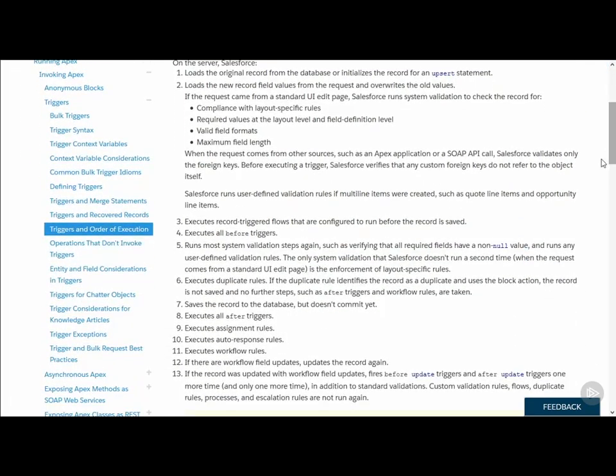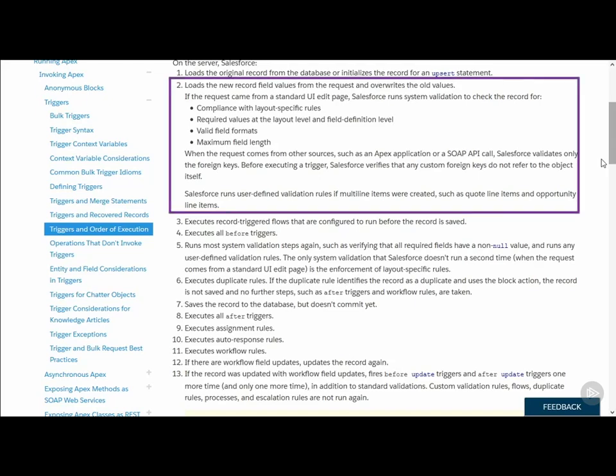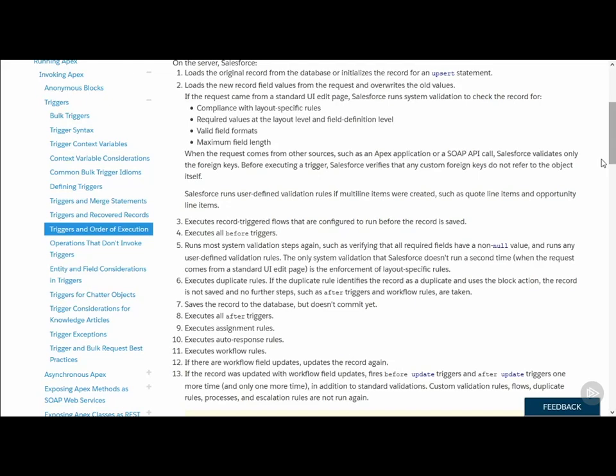There's a few interesting points to think about when looking at the order of execution document. For one, you'll note that step 2 only occurs in the event that the user is submitting for a record from a standard UI page, such as a page layout. Otherwise, there are certain items that do not occur here if a record is being acted upon by purely system actions. Steps 3 and 4 indicate that the before triggers are running after any flows are executing, which means potentially any actions that might be done by flows could be overwritten by actions coming from the Apex.